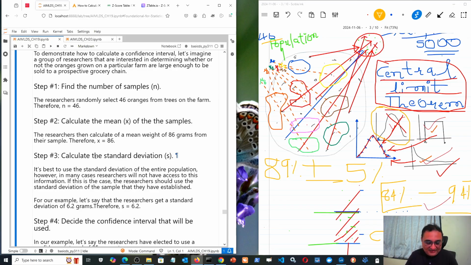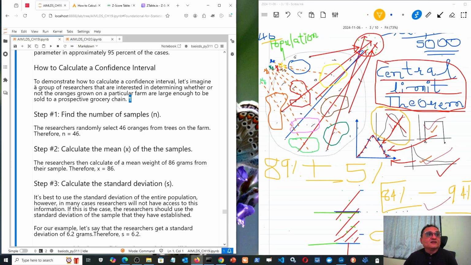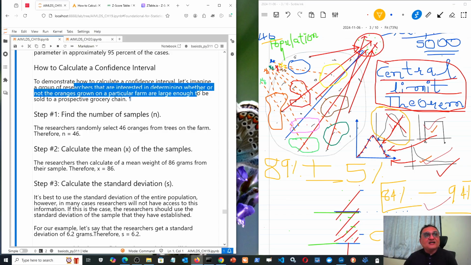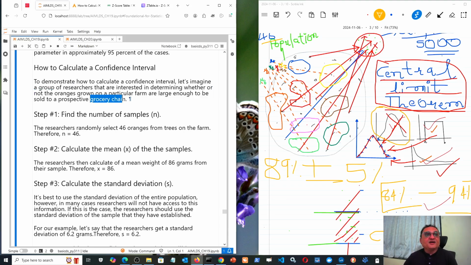Suppose you are a group of researchers working for a large grocery chain which has branches all over the US, and your grocery chain wants to supply oranges to your customers, and you have decided that all oranges must be of a certain minimum size. By size here I mean a certain minimum weight. Now you are tasked with that.